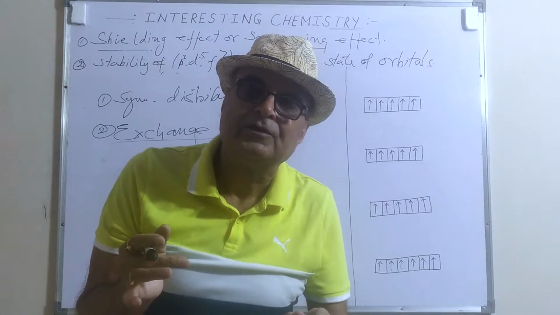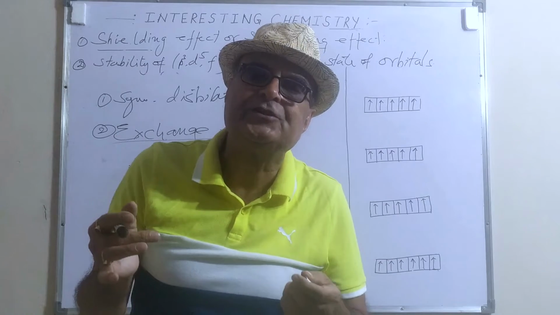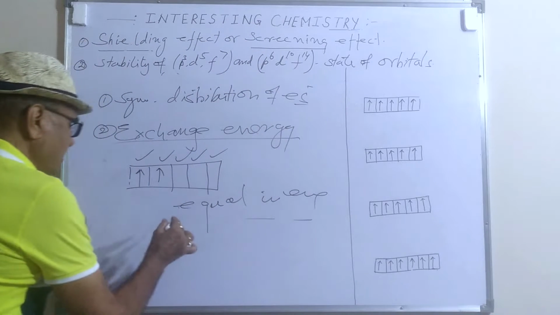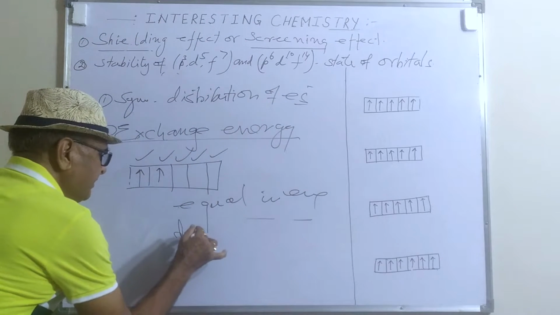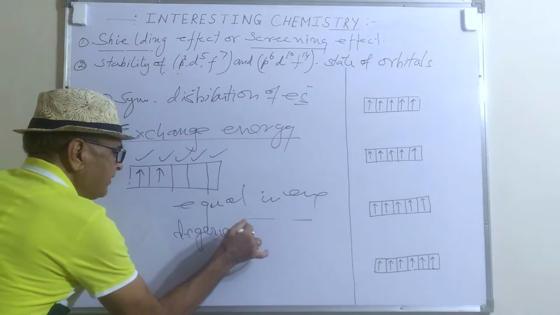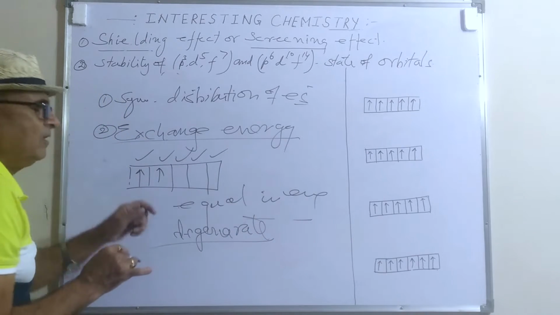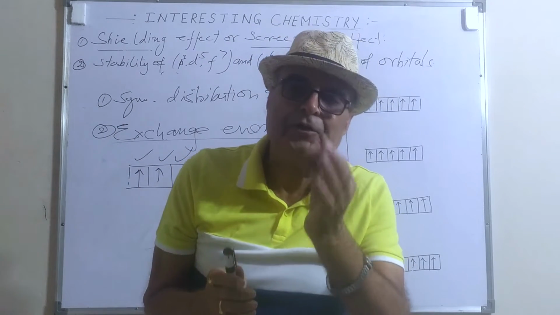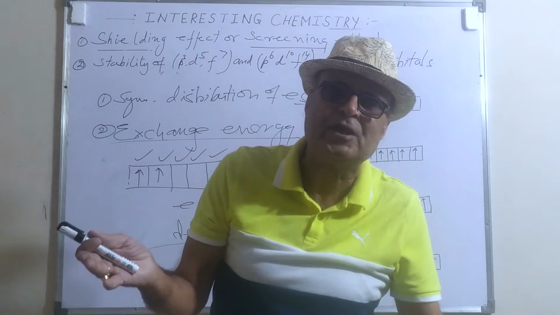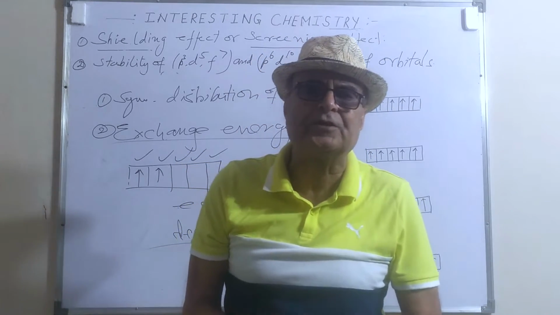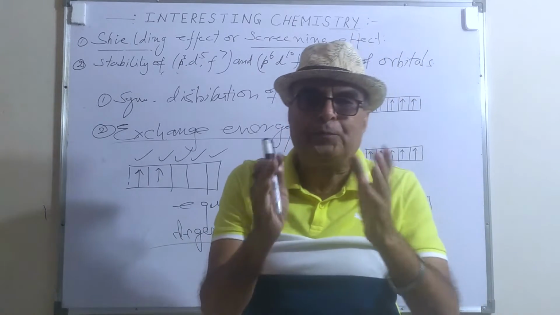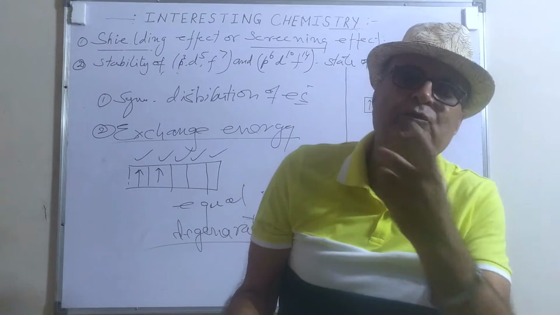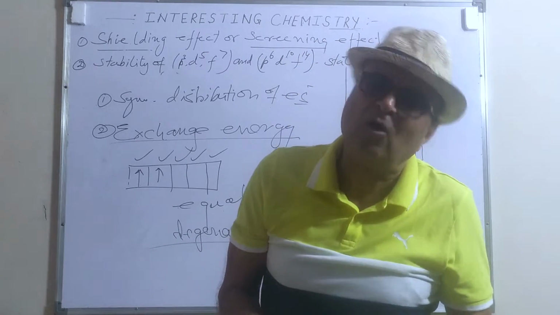Give me the term. The orbitals which are equal in energy, what are they? They are called degenerate orbitals. Please write this name, degenerate orbitals. What are degenerate orbitals? If a question of half marks is asked in your examination, what are degenerate orbitals? So you can explain: the orbitals of the same subshell are equal in energy, so they are called degenerate orbitals.